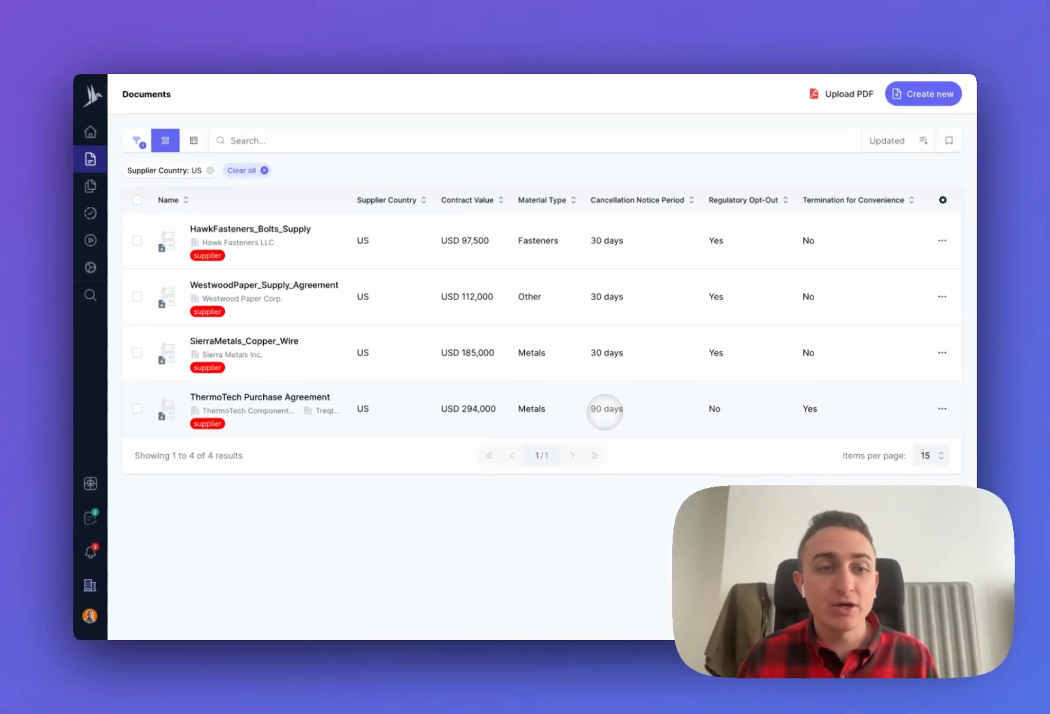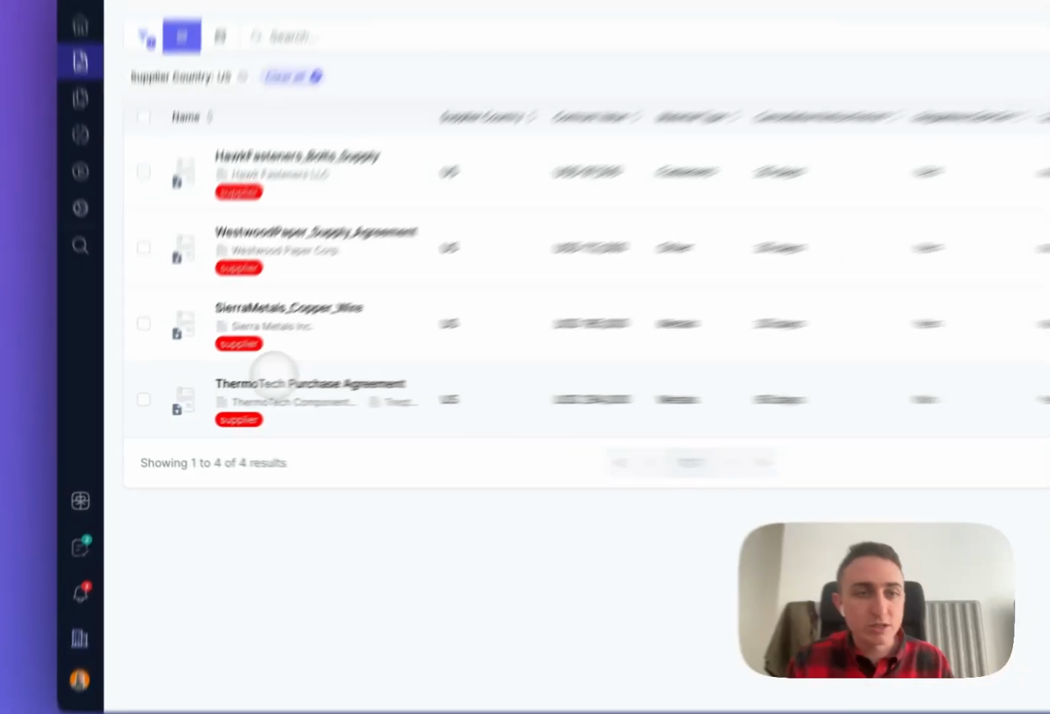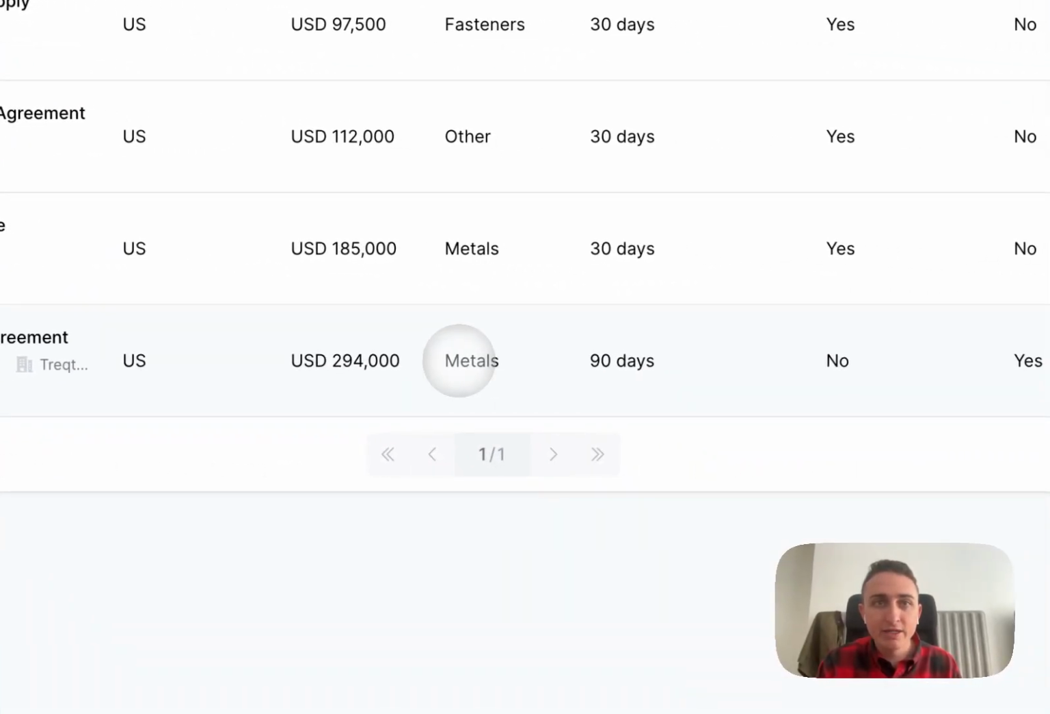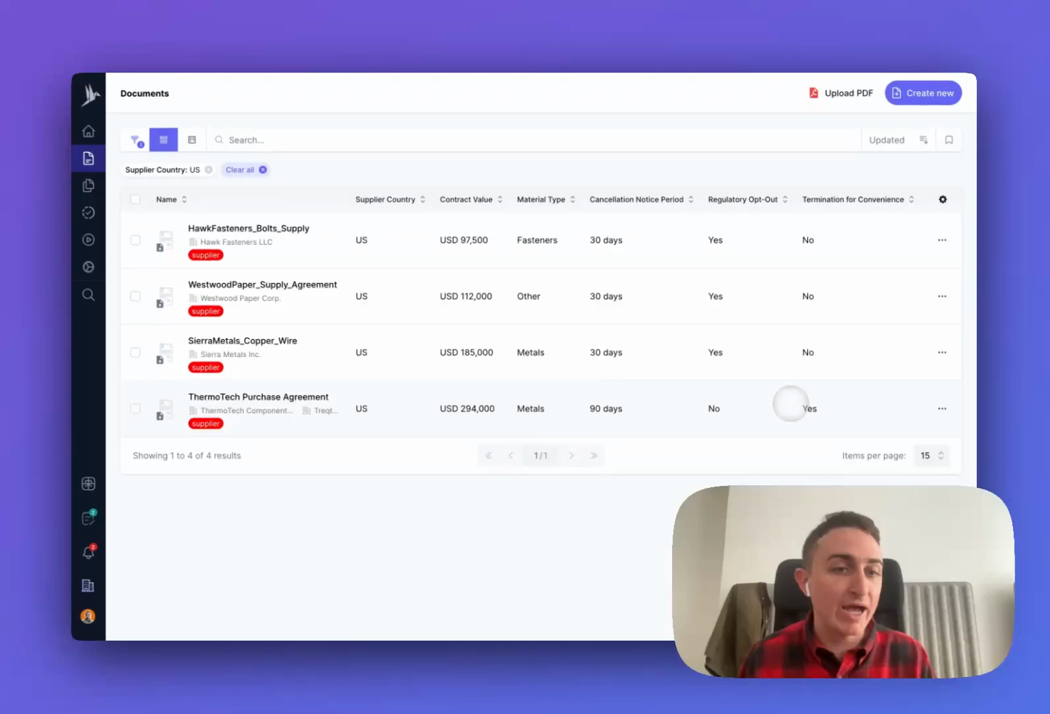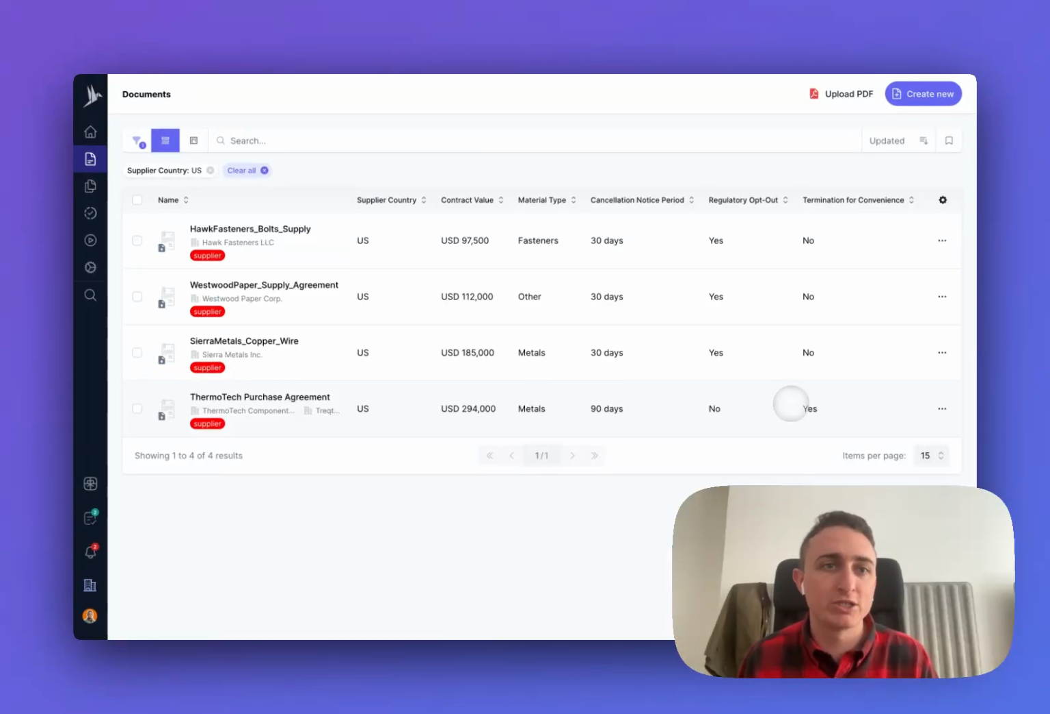In that case, this might be all the information we need. Who's the supplier? What do they supply? And how can we get out of the contract? Now I can take that information and act on it to reduce the risk to our supply chain.